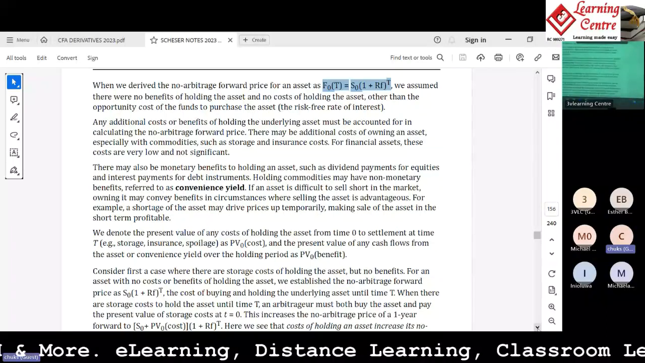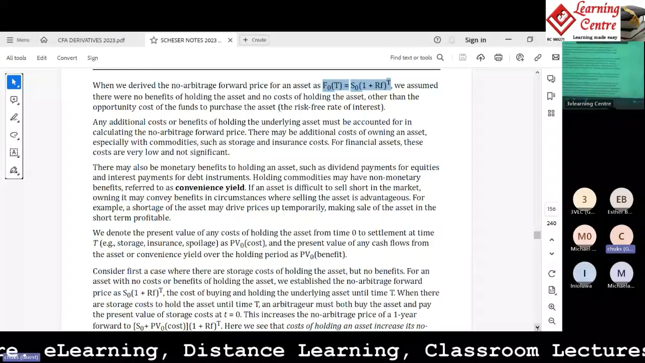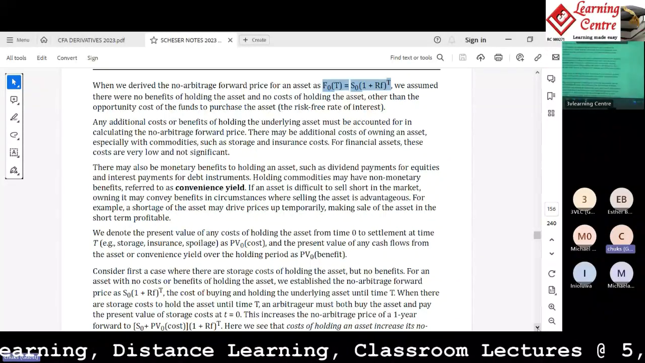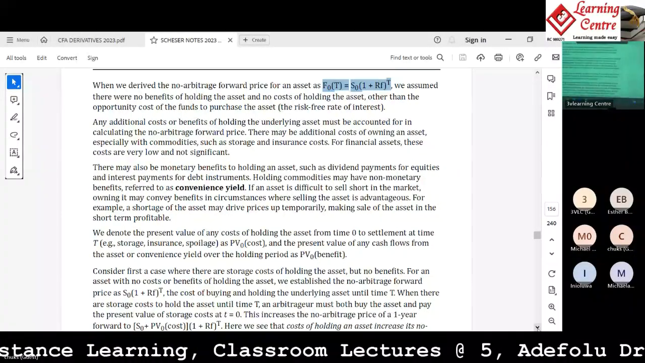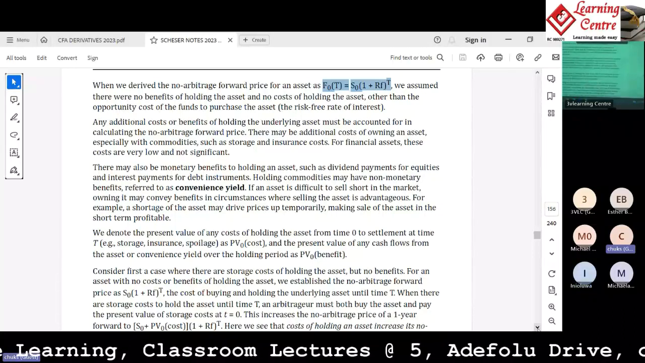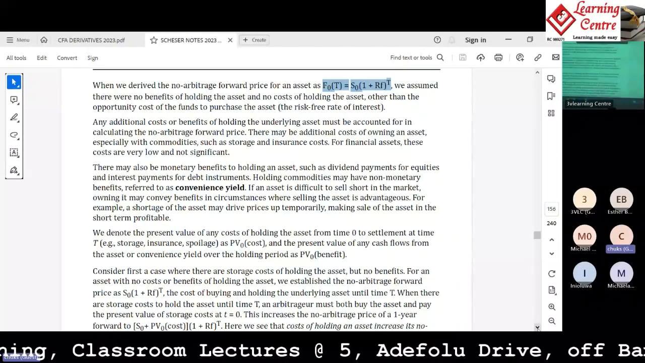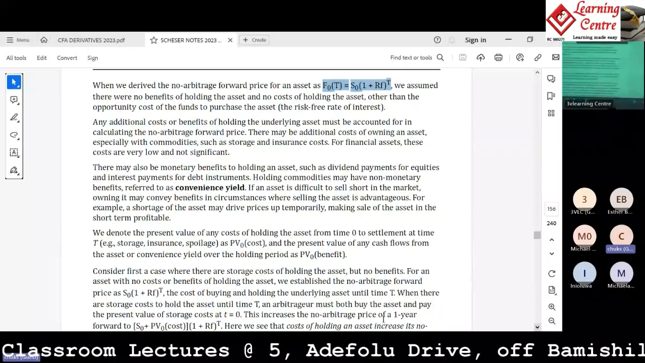which is the future price. But for benefits, it reduces the future price. Do you understand my explanation? Is it clear, guys? Yes. Okay. So let's go to the notes.